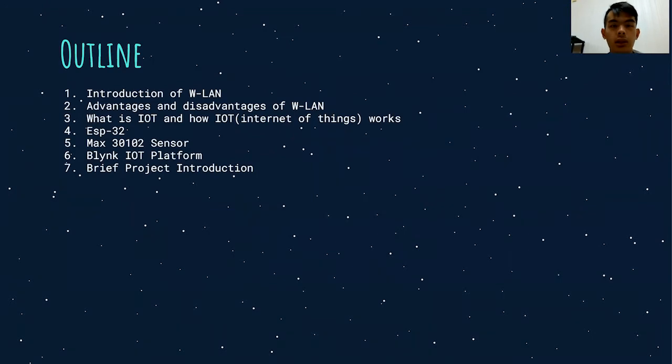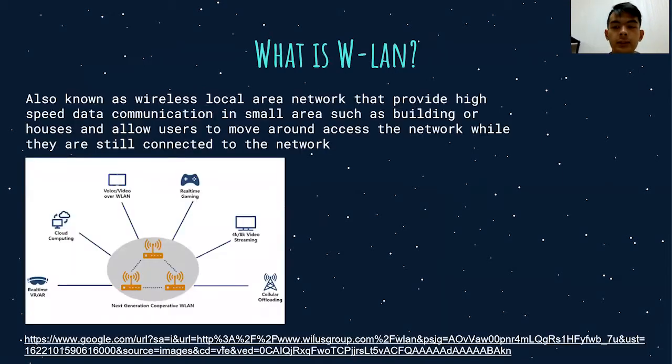So first, I'm going to talk about our outline. The first one is introduction of WLAN, and second one advantages and disadvantages of WLAN, and what is IoT and how IoT works. ESP32, Max sensor, brief IoT platform, and brief introduction of the project.